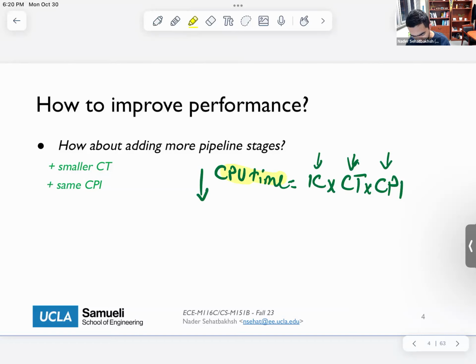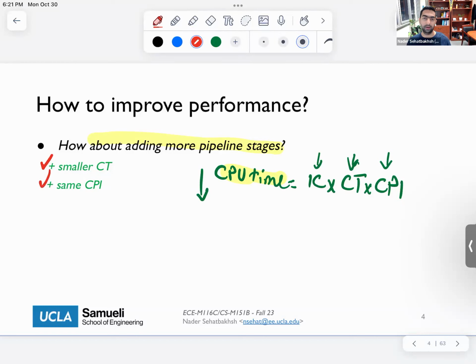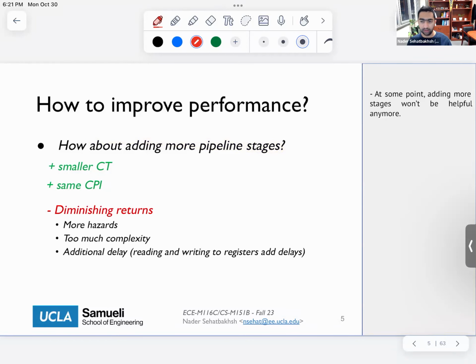So essentially the idea is, can I decrease the CPU time? Okay. The first thing that comes to mind, and we discussed this in the class before as well, is how about adding more pipeline stages? Because adding more pipeline stages has various different benefits. For example, it can reduce the CT and it keeps the same CPI, right? And IC doesn't really change. We talked about this, and that's what we did in the class as well, to start adding a 5-stage pipeline.